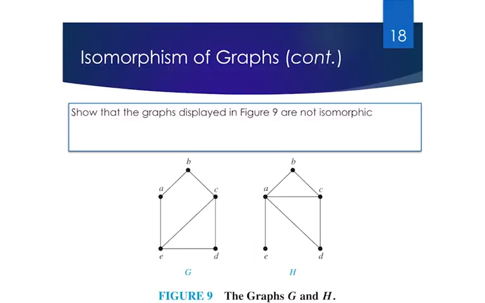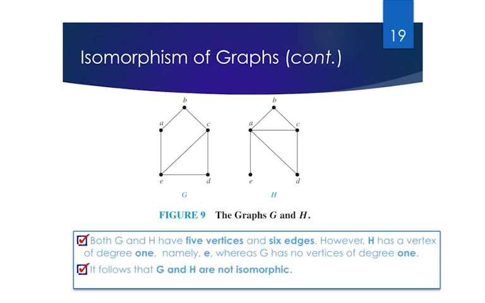Let us take an example. Show that the graphs displayed in figure 9 are not isomorphic. Now, you will find that both G and H have 5 vertices and 6 edges. However, H has a vertex of degree 1, namely E. If you look at the vertex E, you will find it has a degree of 1, whereas G has no vertices of degree 1. There is no vertex in G with degree 1. So this is a dissimilarity, a concrete difference between H and G. It follows that G and H are not isomorphic.